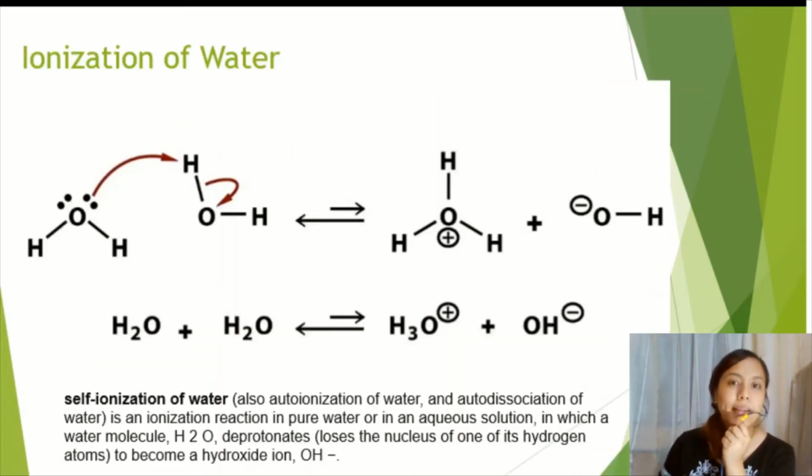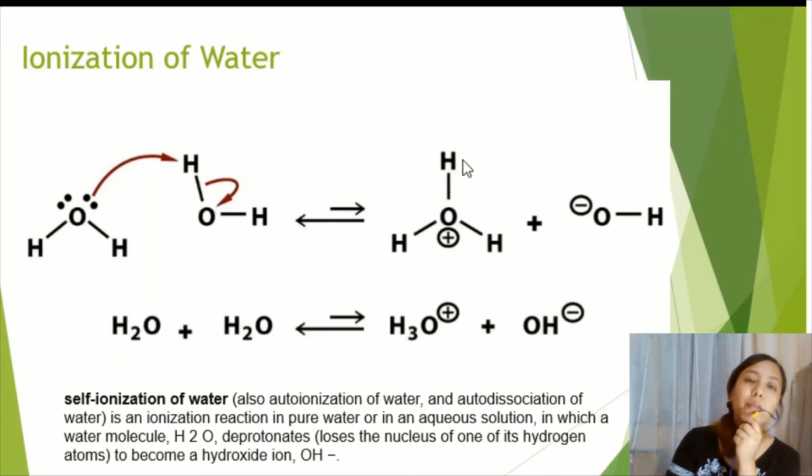And next, the other characteristic of your water, since it is polar and it has hydrogen bonding, is that your water has the capacity to auto-ionize. Again, your water has the capacity to auto-ionize. It has what we call a self-ionization process. So when you put a water molecule with another water molecule, it would react simultaneously, making hydronium ions and hydroxyl ions.